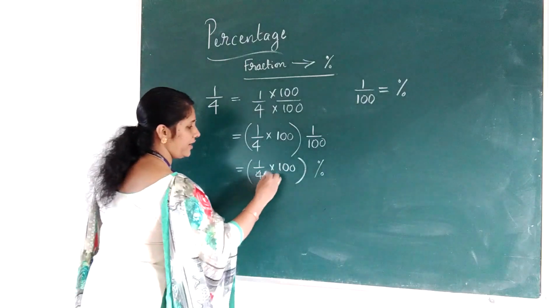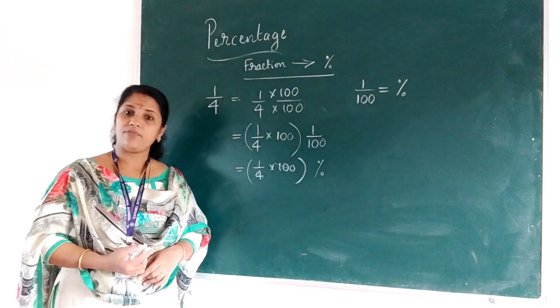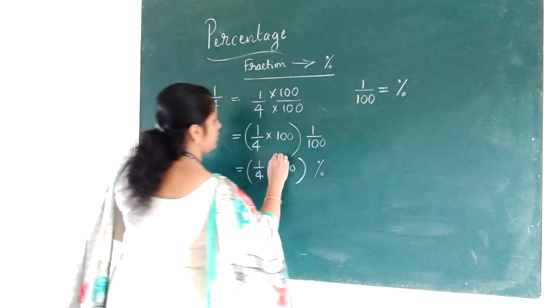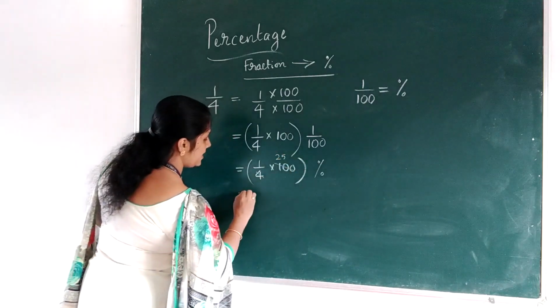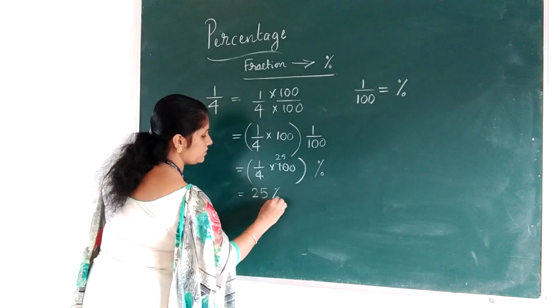You can cancel, right? The numerator and denominator. 100 divided by 4 is 25. So the answer is 25%.